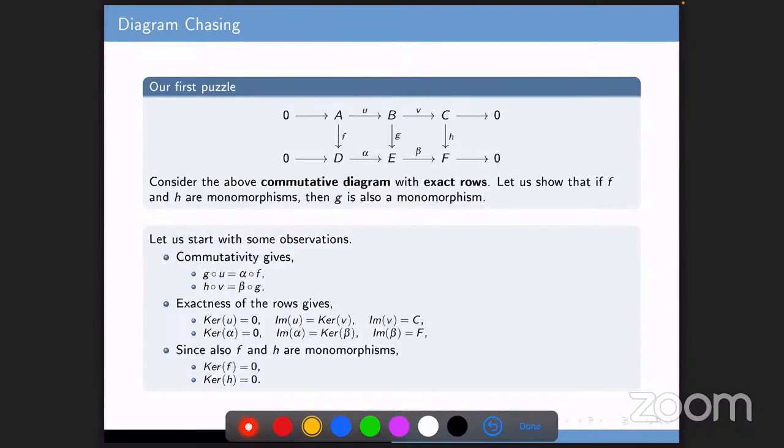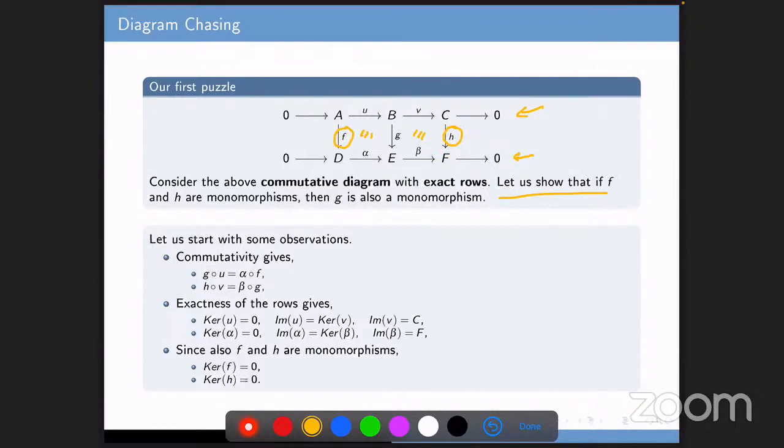So we have a commutative diagram with exact rows. Now we know what the commutativity means. Means we have, these squares are commutative, and we have exact rows. We know what the exactness of a short exact sequence is. And in this case, let us show that if F and H are monomorphisms, these two, then the middle one, the G, has to be a monomorphism also.